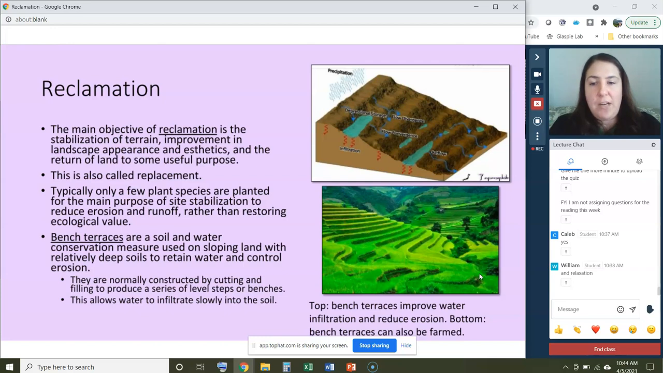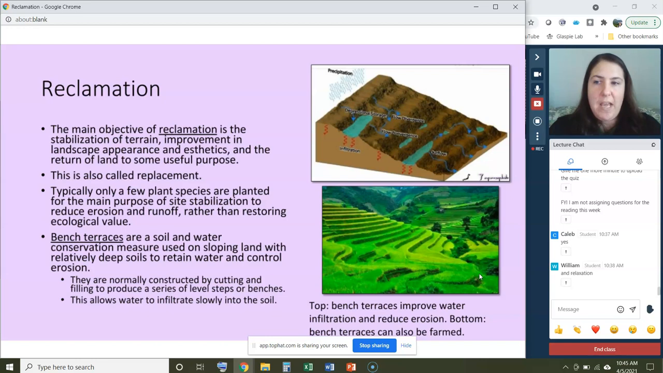Typically, when you do reclamation, you're only planting a few types of plant species that are mainly used for stabilization of the soil. You're not really going back to what was originally there. And if you're doing reclamation, you're not really interested necessarily in restoring the ecological value of an area. Instead, you're trying to prevent that area essentially from eroding away. You are providing some sort of human value to the area.